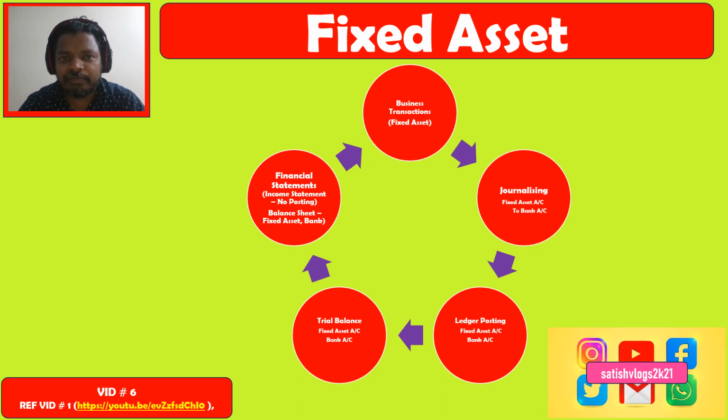Hope this is clear. With this, I hope the viewers are able to understand what is a fixed asset, what are the journal entries for fixed asset, how these fixed assets should get reported in financial statements. All these details, I hope the viewers are able to understand this concept.